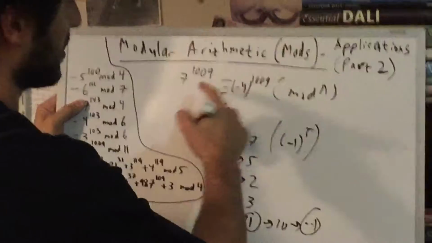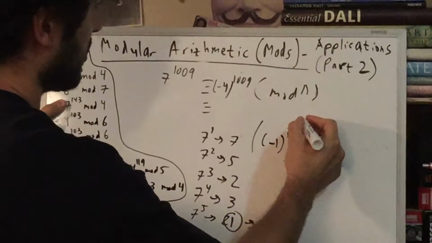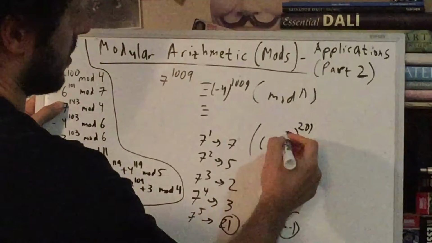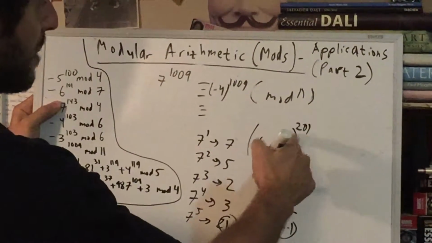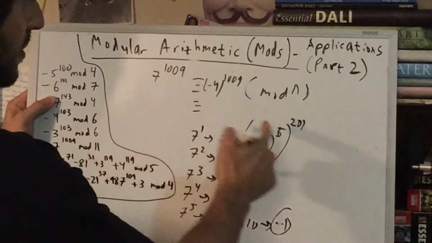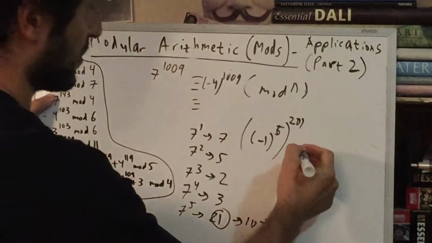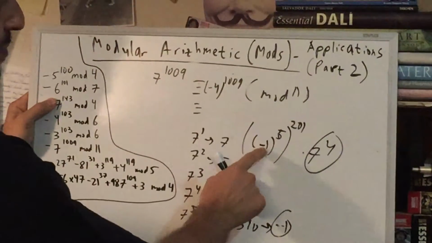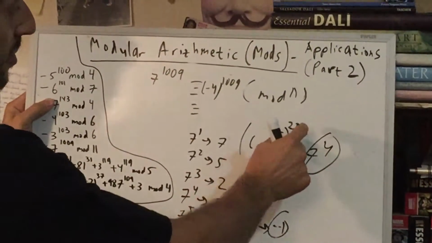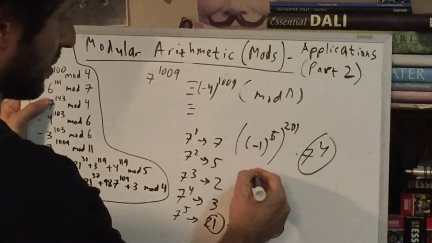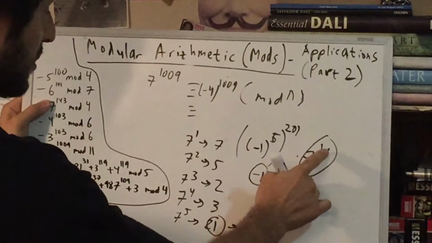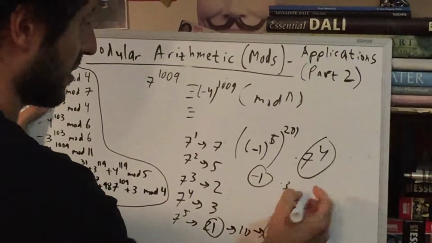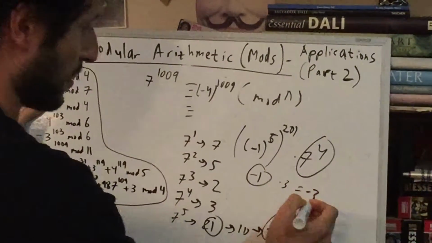How many 5s are in this number? It'll be to the 201st. That gets us 1005, a power to a power. But we have another 4 left over. So that's this part. Now we already know -1 to an odd power is still -1. 7 to the 4th is congruent to 3. So this is -1 times 3, which is going to be -3.